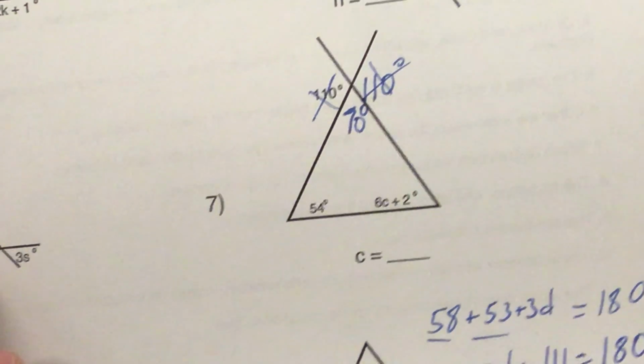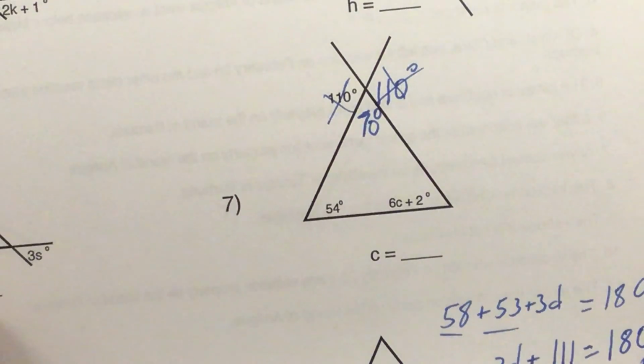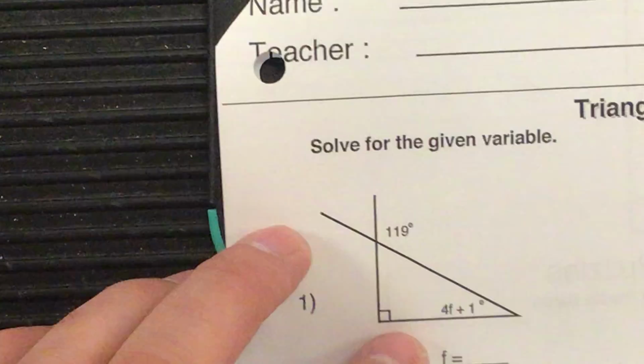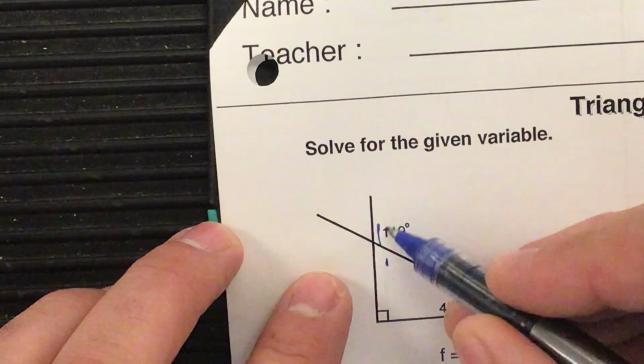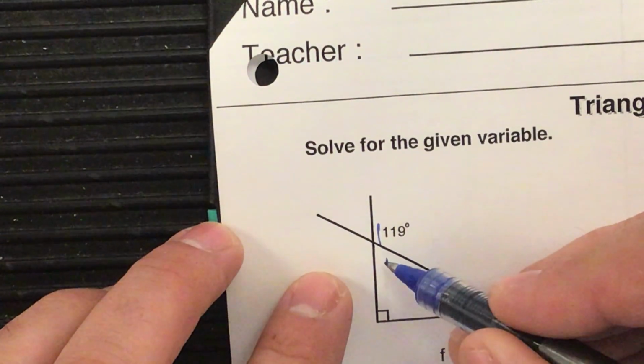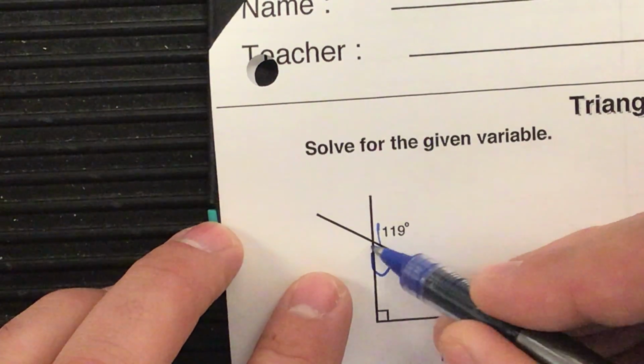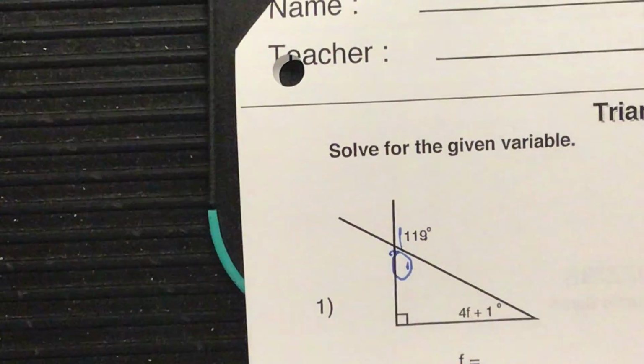All right, so those should all be the same. We've done a bunch of those. Same thing with number 1 here. If this is 119, this one would be whatever adds up to 180 with it. Something plus 119 is 180.